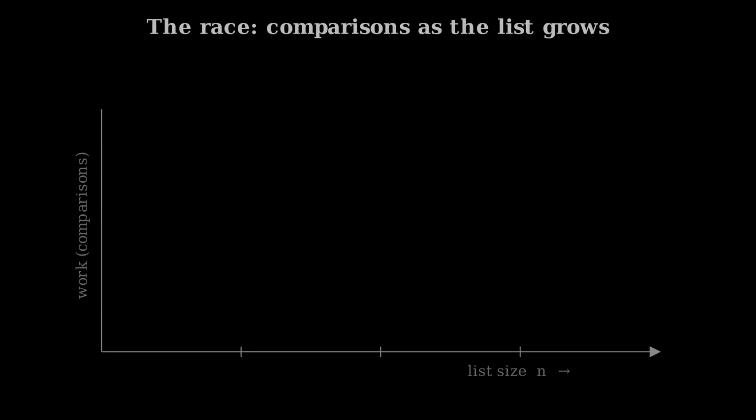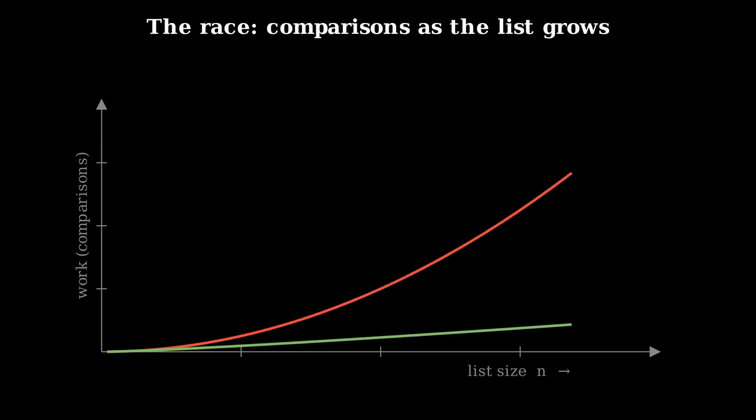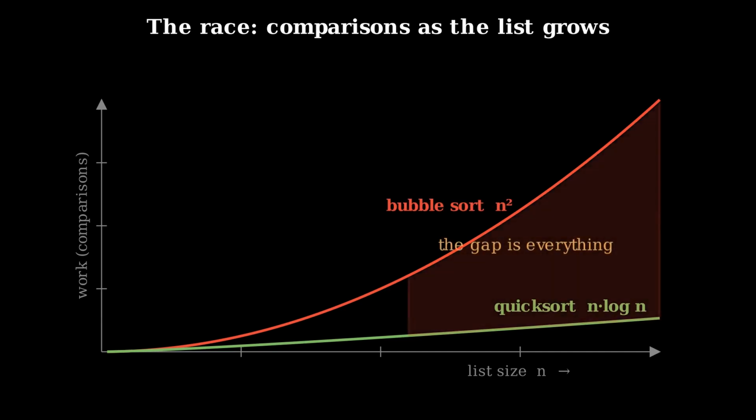Here's why it matters. Let's plot the work each one does as the list gets bigger. At first they look the same, but bubble sort's curve bends upward, squaring n, while quicksort stays almost flat. And that gap between them just keeps growing. Put real numbers on it.